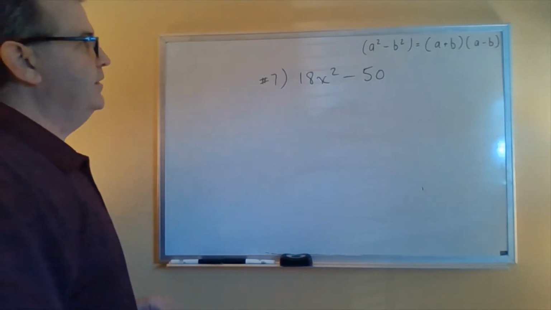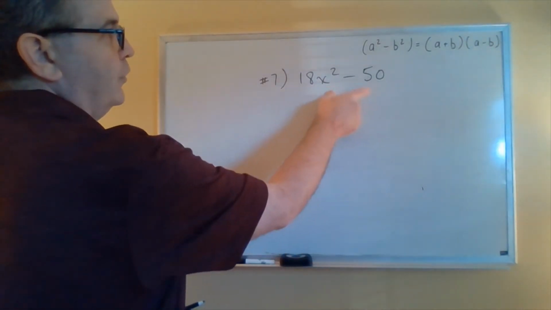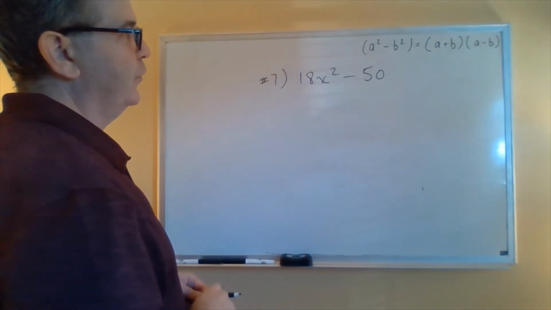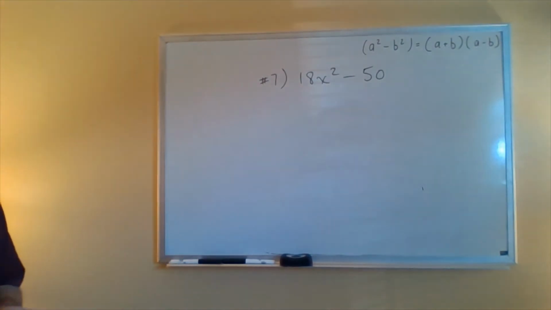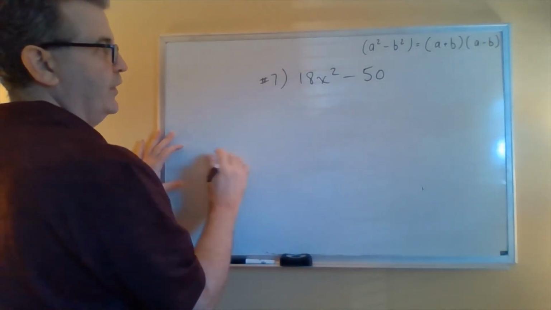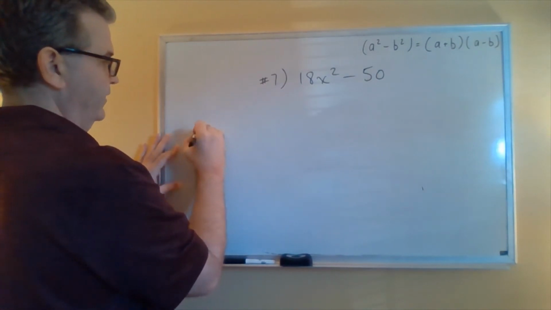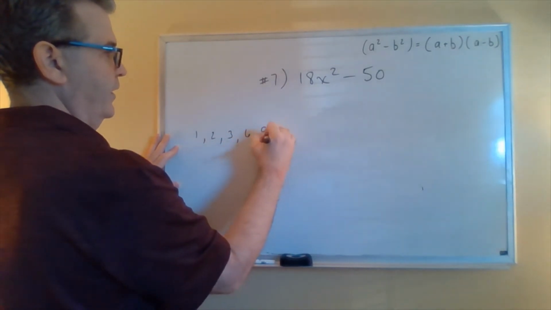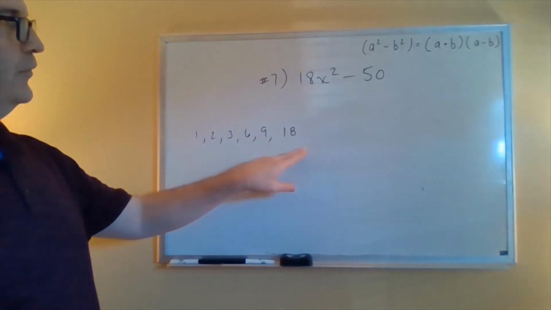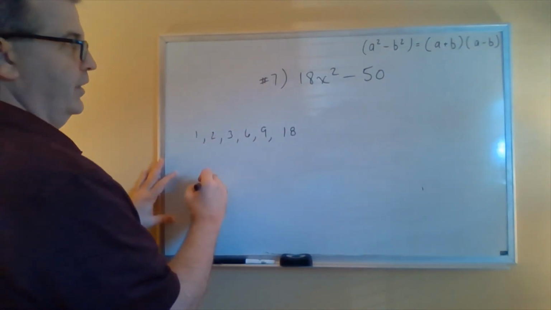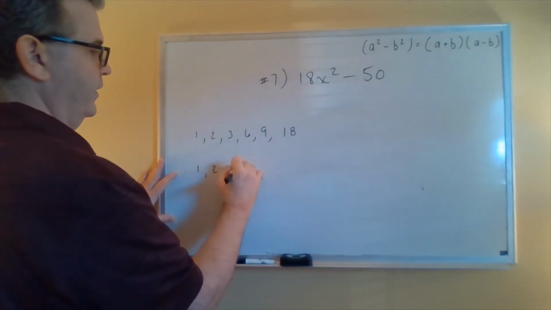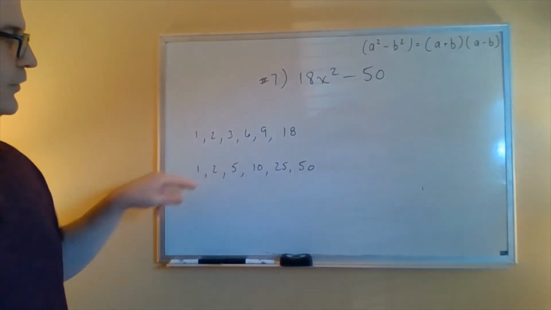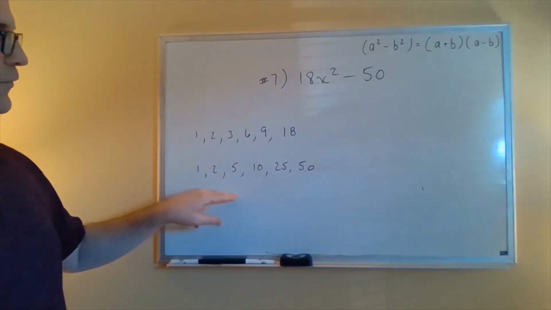Okay, here's number 7, 18x squared minus 50. Do we have perfect squares here? We do not, because 18 is not a perfect square, nor is 50 a perfect square. So we have to look for a greatest common factor to come out of both of those. If we don't see it right away, we can list our factors. If we look at 18, our factors are 1, 2, 3, 6, 9, and 18. If we take a look at our factors of 50, we'll have 1, 2, 5, 10, 25, and 50.